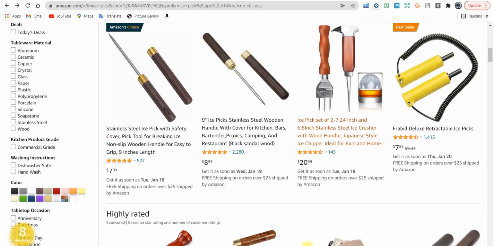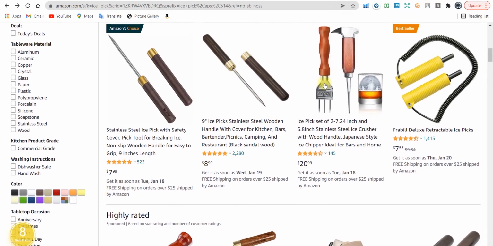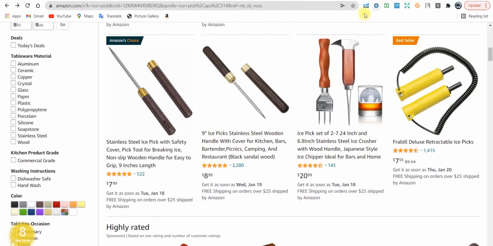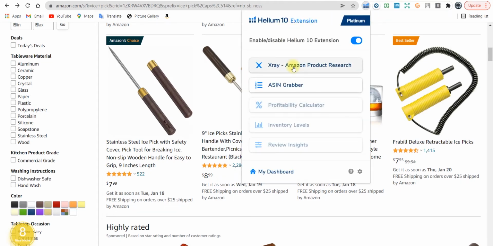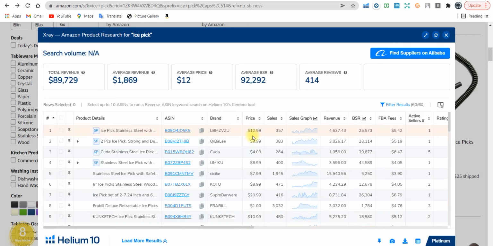You are not going to launch the product as per your wish, like launching this one because it looks good to me. That's not the right decision. We have to launch the product as per buyer choice. So here you can see Best Seller and Amazon's Choice, so you can get an idea from here as well. But for deep analysis, we will be using the Helium 10 tool called X-ray. Let's see what will let us know the buyer choice.